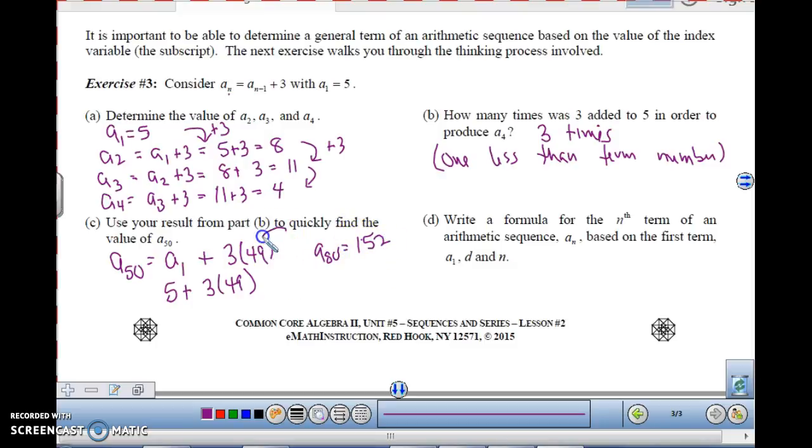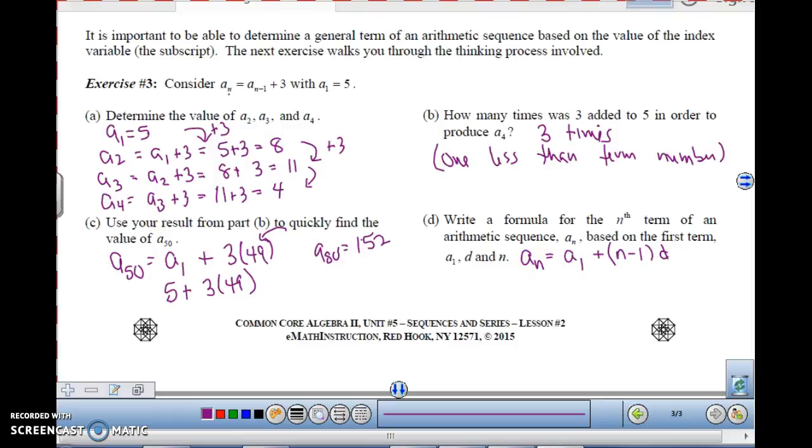So what you want to add here, your common difference, is always going to be 1 less than the term that you're on. So A of 50 will be 152. So write a formula for the nth term of an arithmetic sequence A of n based on the first term A1, D, and n. All right, so to find any term, A of n would be the first term, A of 1, plus n minus 1 times your common difference D. So how many times you want to add it is going to be 1 less than whatever term number you're on.